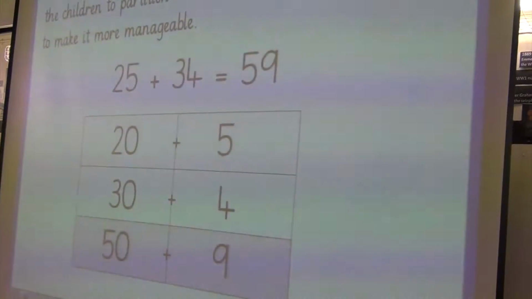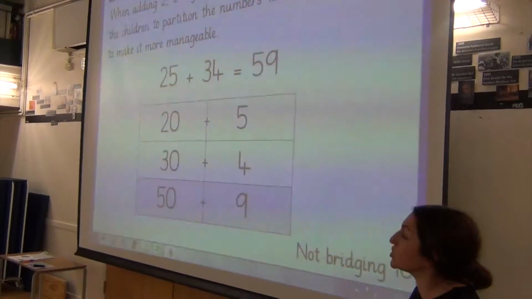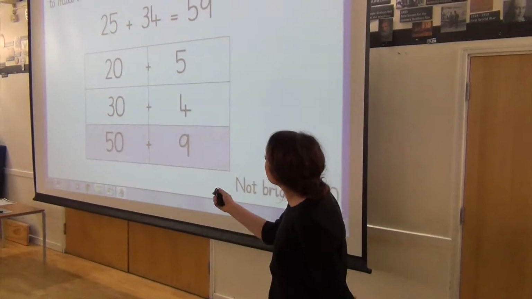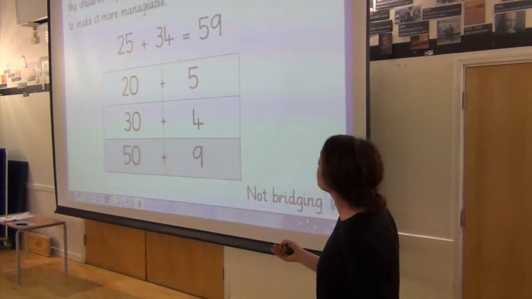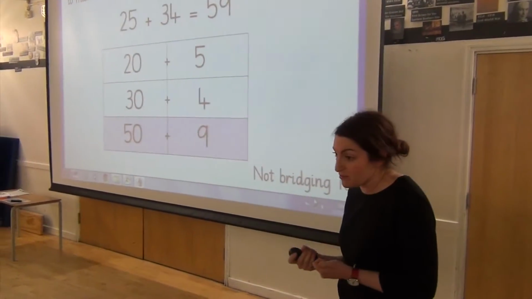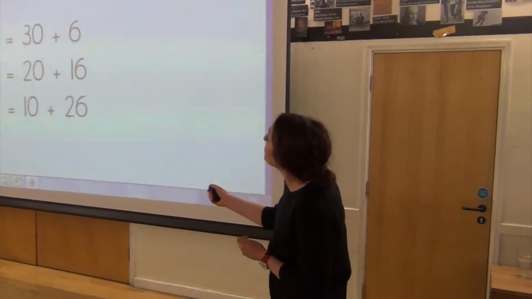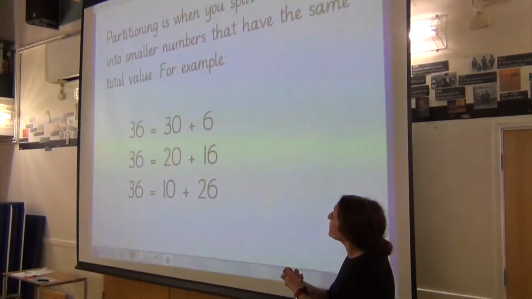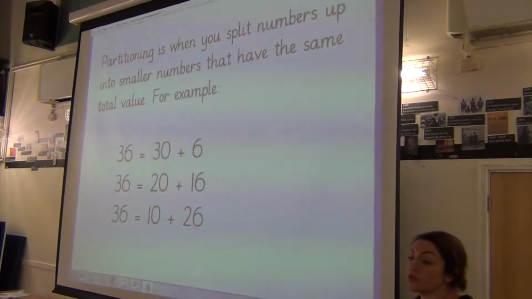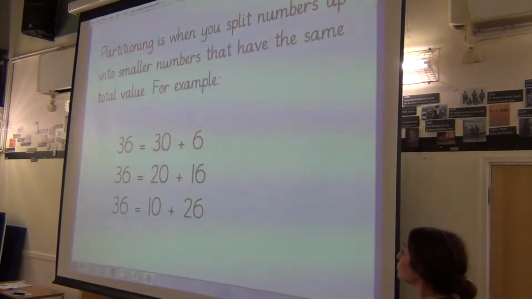Okay, so I'm first of all going to talk to you about how we teach children to add a 2-digit number to a 2-digit number. So when adding a 2-digit number and a 2-digit number together, we encourage the children to partition the numbers. And by partitioning, it means we're splitting a number up into smaller numbers, but when you put them back together again, they make the same total.